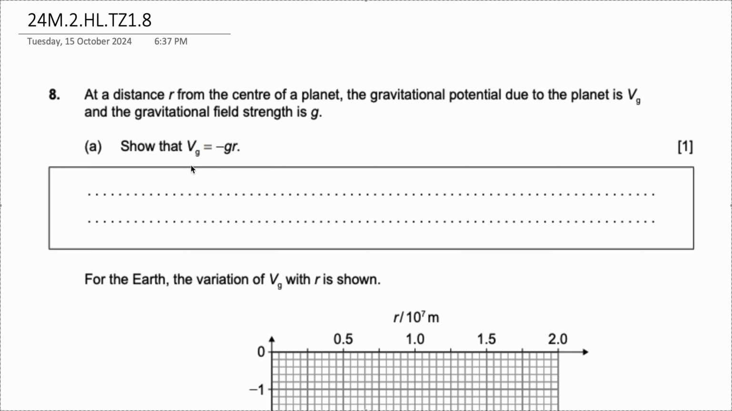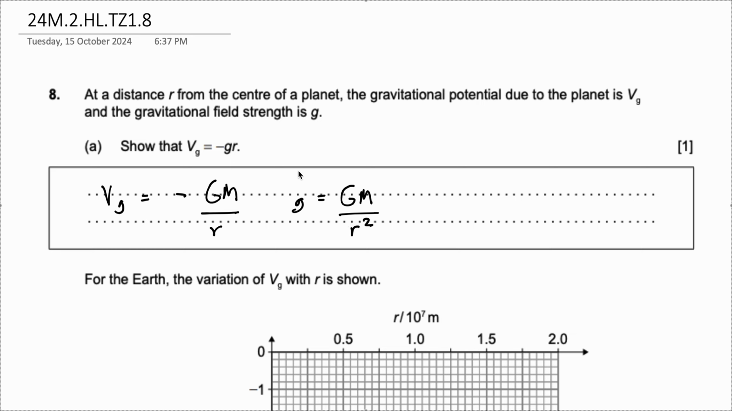Now, Vg, your gravitational potential, is a formula given in your formula booklet. This is nothing but Vg is equal to negative GM over r. Now this is in the data booklet. Another equation given in the data booklet is the equation for the gravitational field strength, g. g is equal to positive GM over r squared.